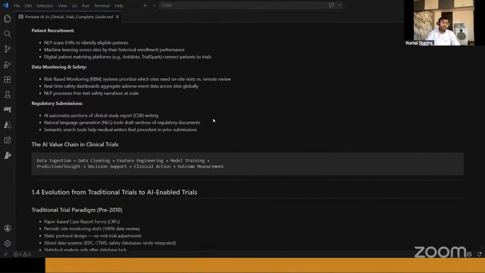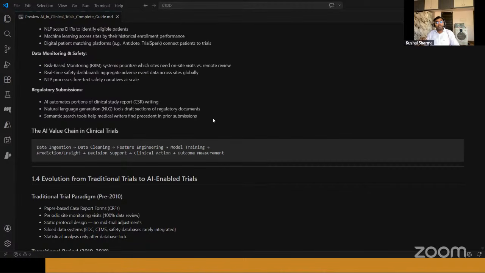Then we have regulatory submissions. AI automates portions of clinical study report writing, which otherwise already takes a huge amount of time. Natural language generation tools can draft sections for regulatory documents. Semantic search tools help medical writers find precedent in prior submissions. So, this is how AI is contributing in clinical trials.